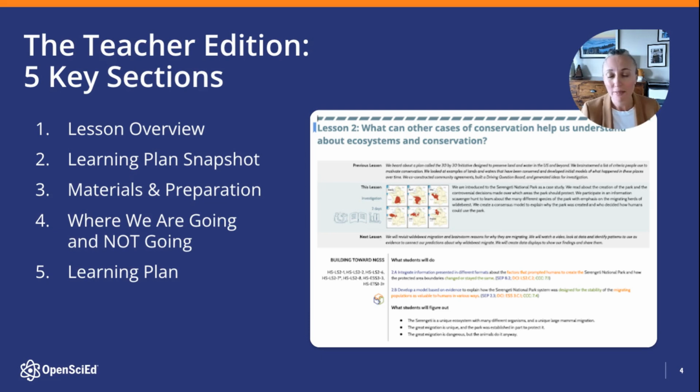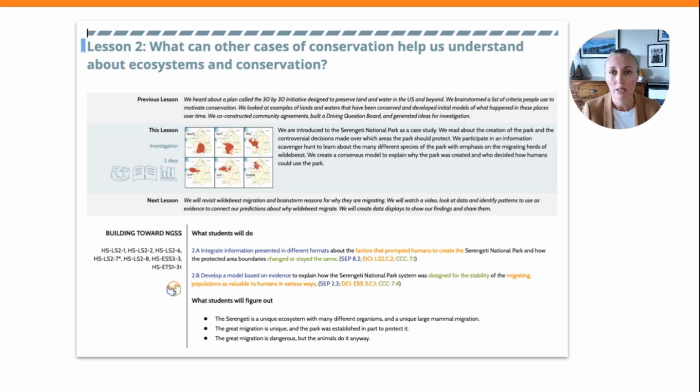So we're going to dive into that lesson level teacher edition. There are 5 key sections: the lesson overview, the learning plan snapshot, materials and preparation, where we're going and not going, and then the learning plan, which is the bulk of the document.